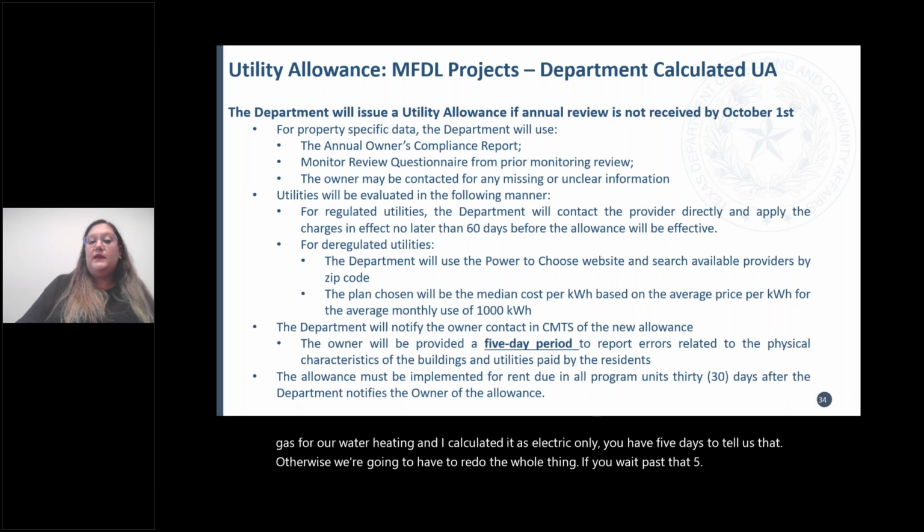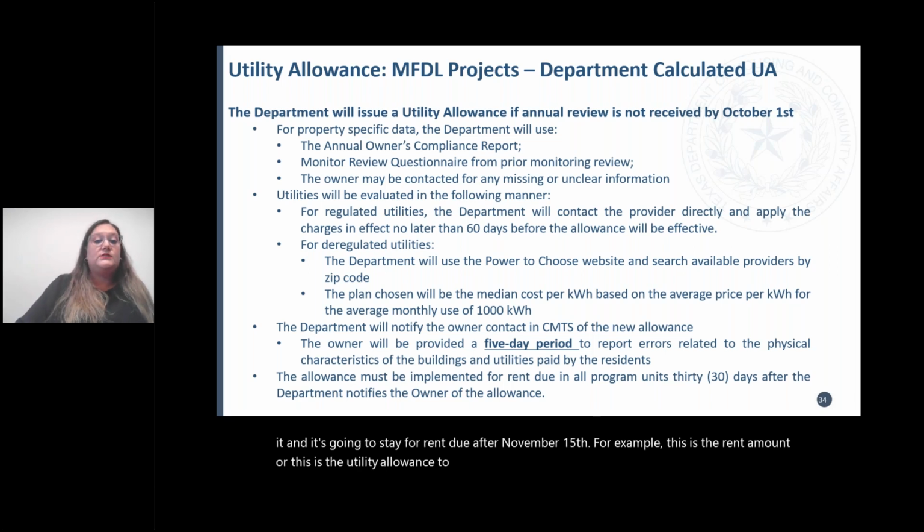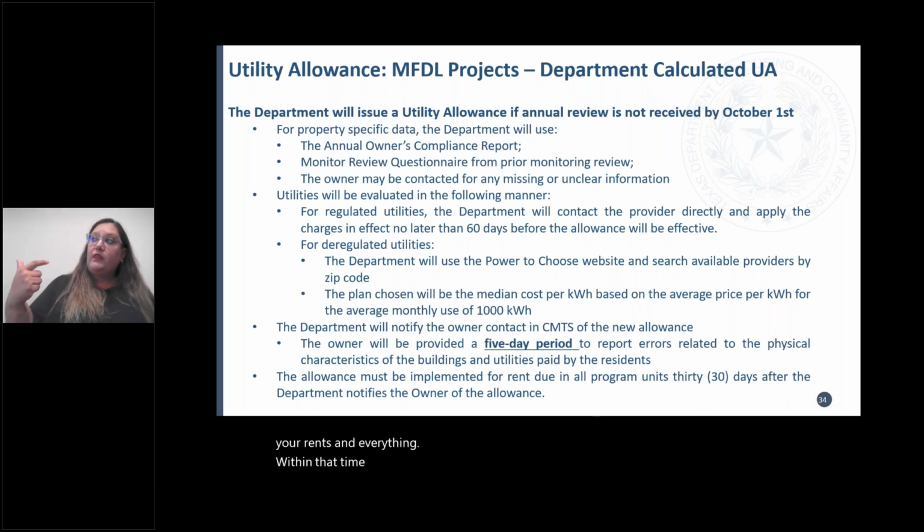The allowance must be implemented for rent due in all program units 30 days after the department notifies the owner of the allowance. So if we do these in October, you're going to get it and it's going to say for rents due after November 15th, for example, this is the utility allowance to be used for all units. And so you're going to have to update all your rents and everything within that time frame.